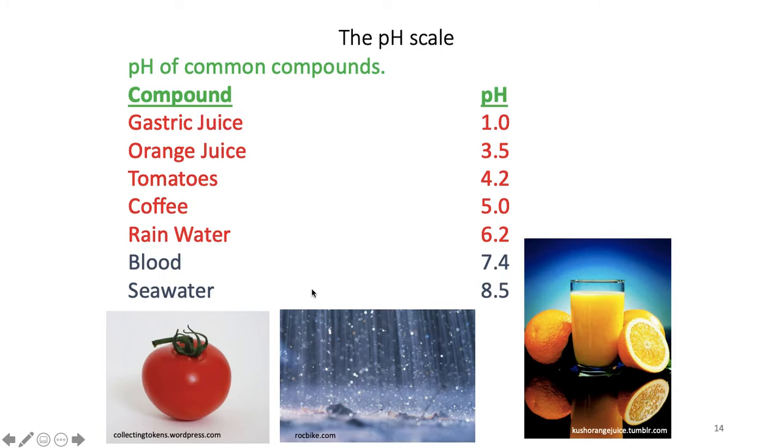acid. This is why it's important that we brush our teeth, because most of the things we consume are actually acidic, and acids will react with the enamel in our teeth to break it down, and therefore you want to wash that off to make sure that your teeth don't get damaged.